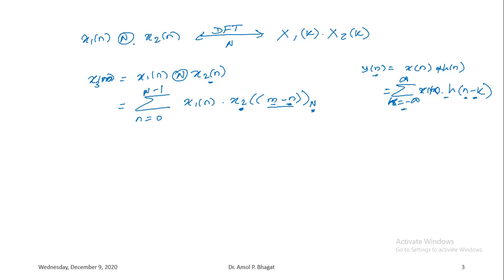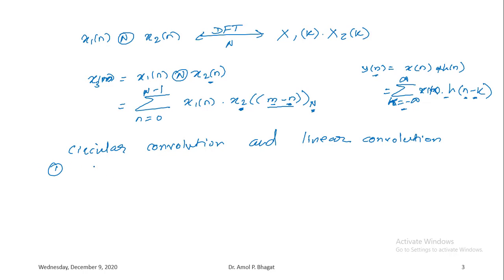So if I want to compare these two operations, that is circular convolution and linear convolution, both these operations comprise four operations. The first one is the folding of any one of the two sequences, right? So here x2 of n has been initially folded to get x2 of minus n, okay?